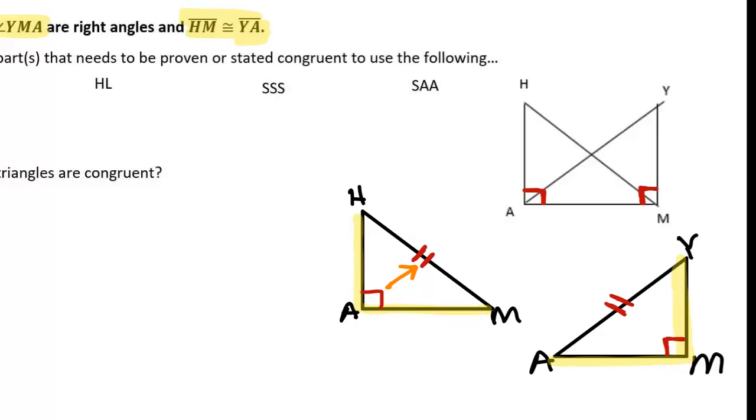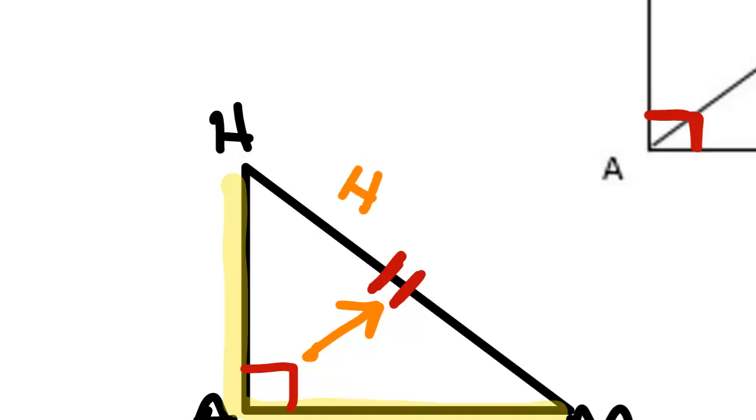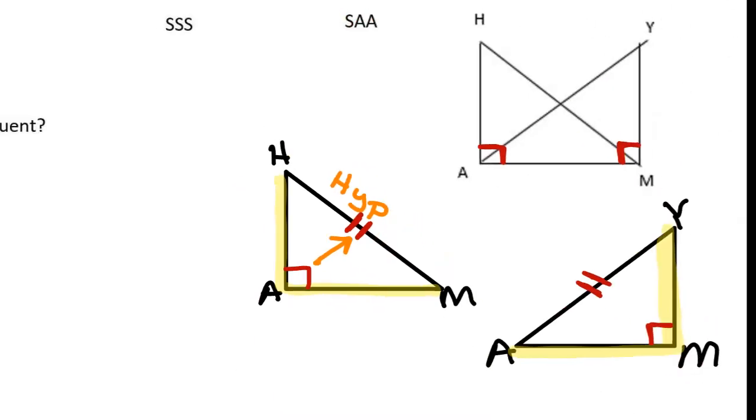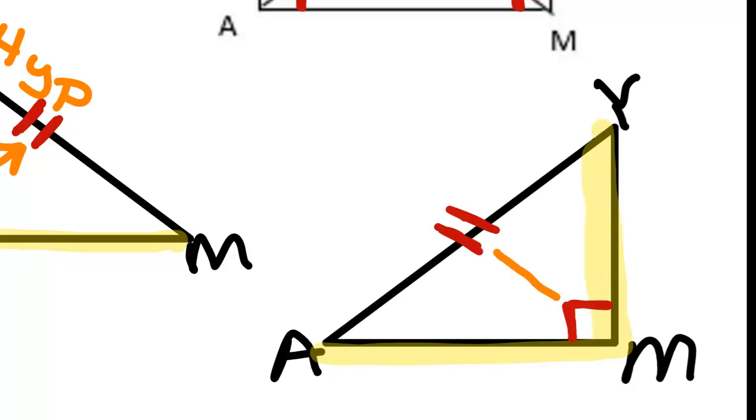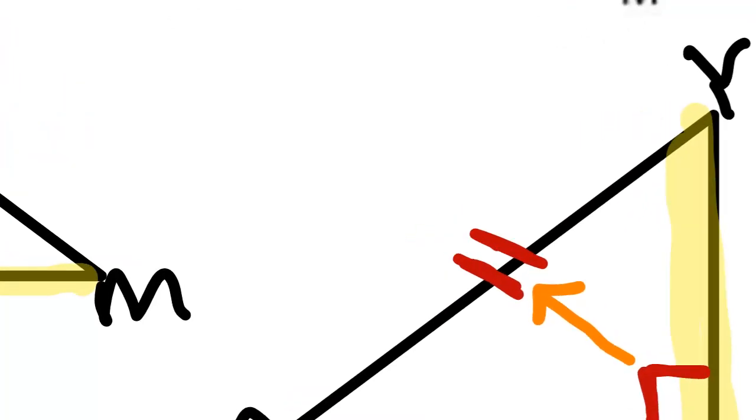Still haven't heard it yet. Starts with an H. What do we call the side of a triangle that is across from the right angle? It starts with an H. Hypotenuse, yes. And YA is across from a right angle here, so YA would also be a hypotenuse.